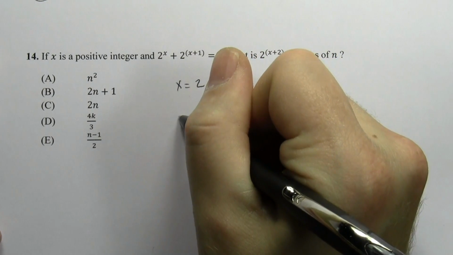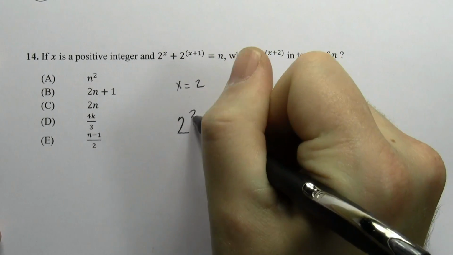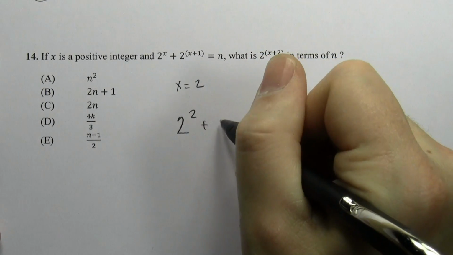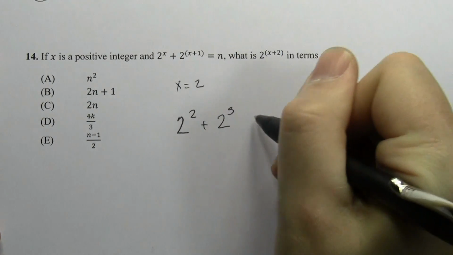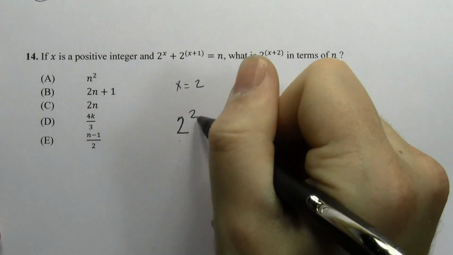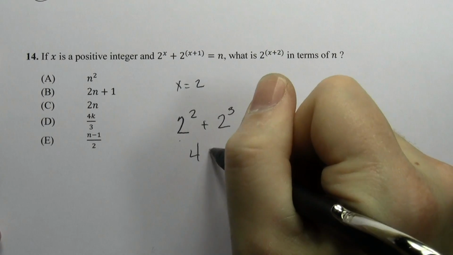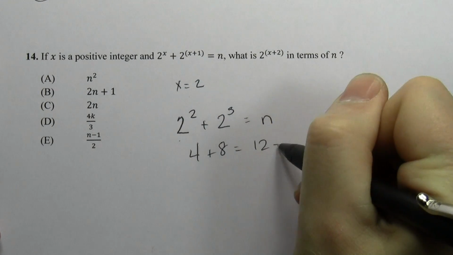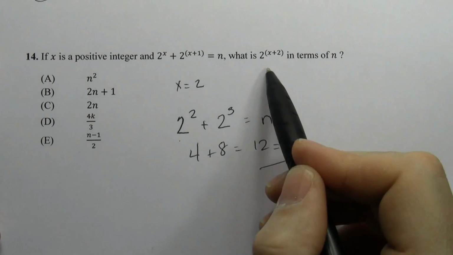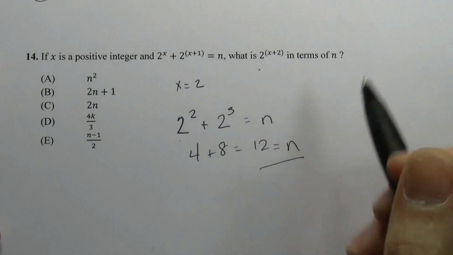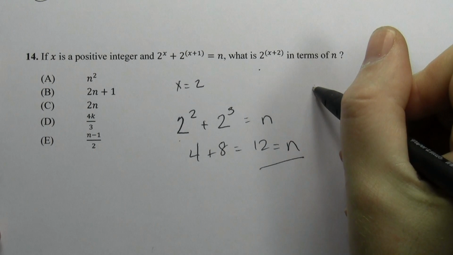So we're going to replace the x with a 2, so we'll have 2 squared plus 2 to the 2 plus 1, or a third, and that's going to equal n. So 2 squared is 4, 2 cubed is 8, it's 12, so n equals 12, right? The question is, again, not asking for n. It's asking for 2 to the x plus 2. So we're going to have to solve for that.